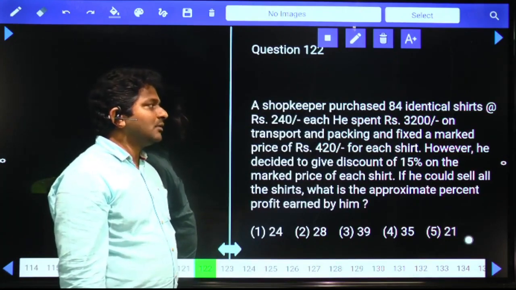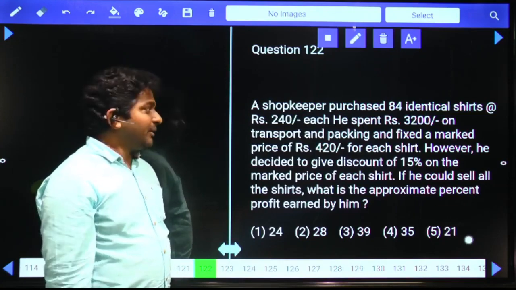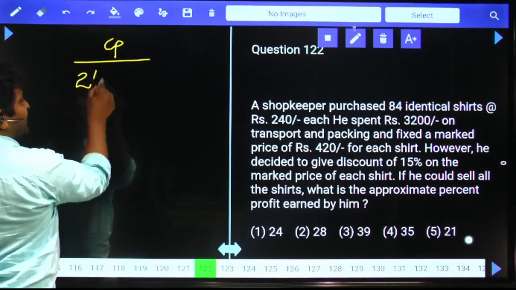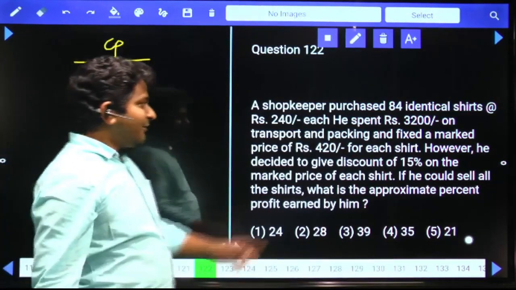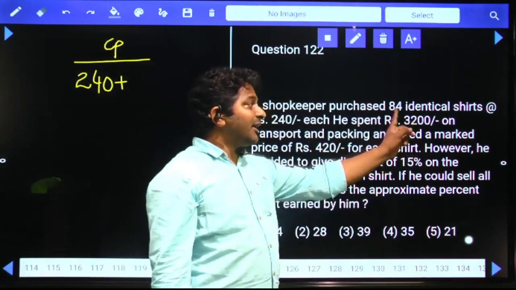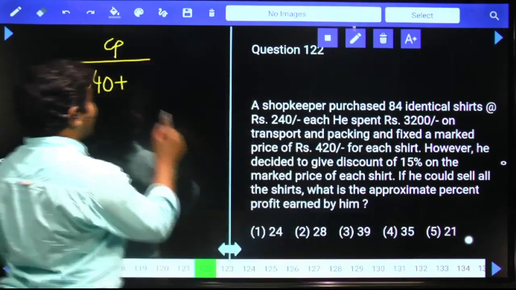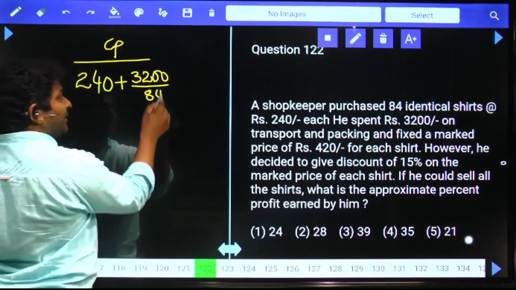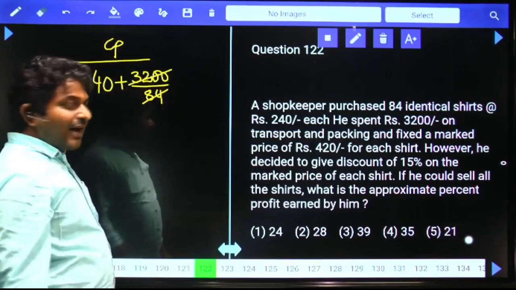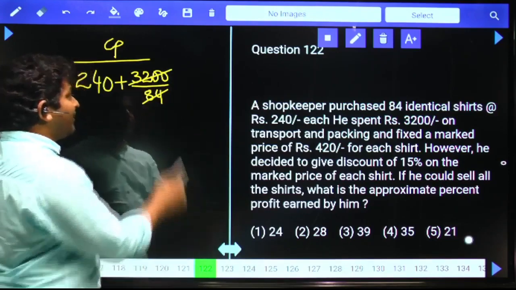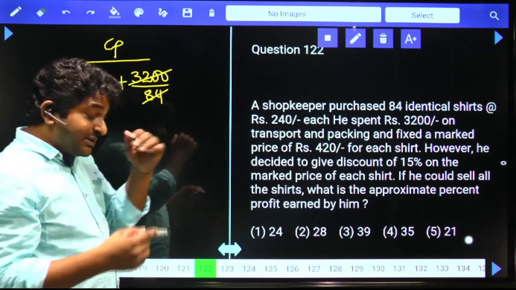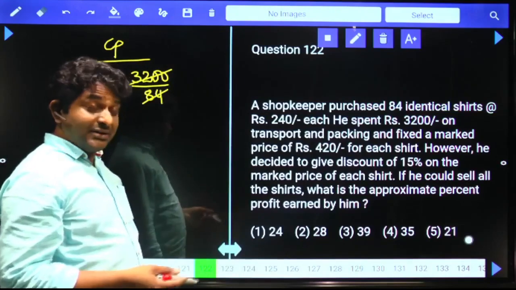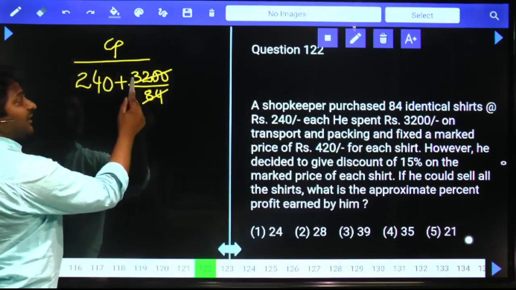As it is approximate, I would like to calculate cost price here first. Cost price of each item. Each item cost price is 240 plus, for packing and transport, he spent 3,200 for 84 shirts. Per shirt, it becomes 3,200 divided by 84. 84 how many times? As it is approximate, we can directly calculate, no problem. 84 double is 168, 168 double is 336.